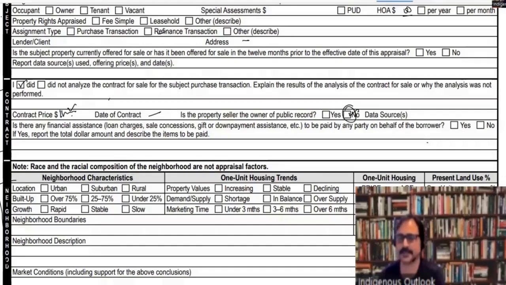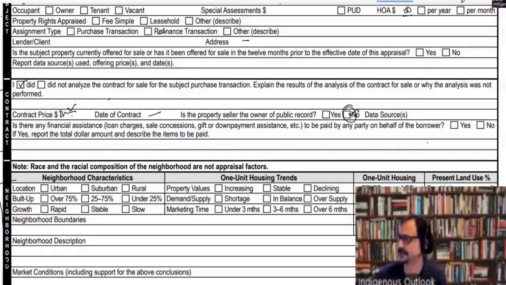The seller of the property, is it possible that he is not the owner of the property? Is there a possibility? Yes. Sometimes it is possible that the owner on the public record, meaning the title, is showing the owner as Indigenous Outlook LLC. Now, who is going to sell it? One of Indigenous's representatives is the seller, who is going to sign. So there is a possibility, but mostly you will see yes.